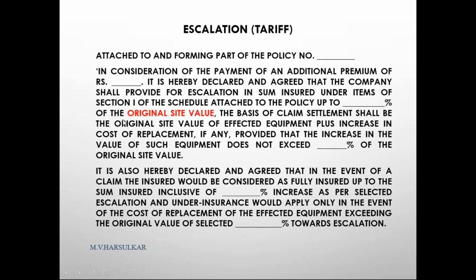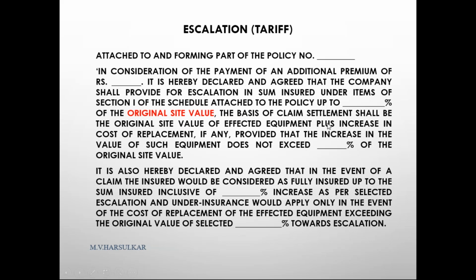So here again, it has to be the original site value. Now original site value means, whenever that equipment has come, what was the value? That is the original site value. It is presumed that the original site value is included in the sum insured fully. There may be a possibility that this original site value may not be included. If there is a price variation clause, he is including only that. He doesn't consider the price variation clause, only the BOQ rates he is considering. Then there can be issues.